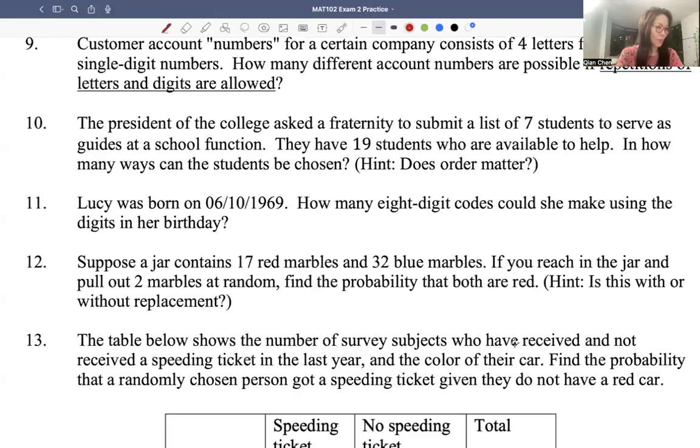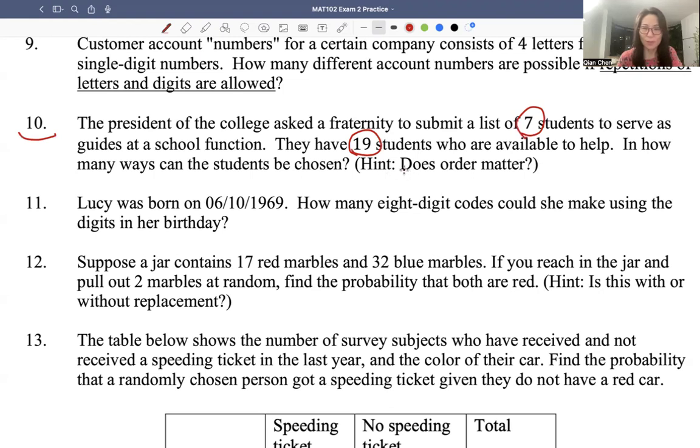Okay, let's see question 10. The president of the college asked the fraternity to submit a list of 7 students to serve as guides at a school function. They have 19 students who are available to help. So this is choose 7 out of 19. In how many ways can the students be chosen?